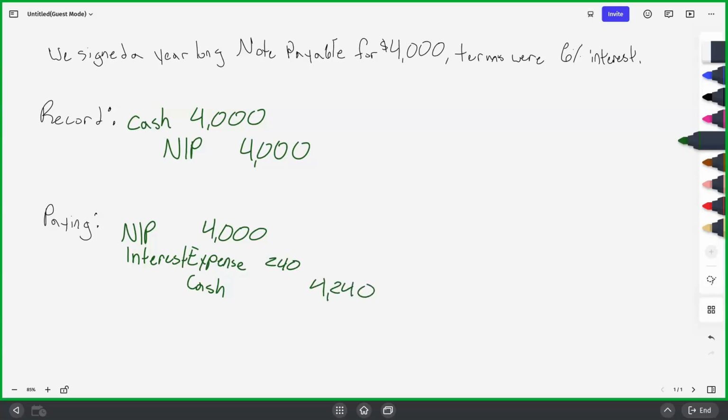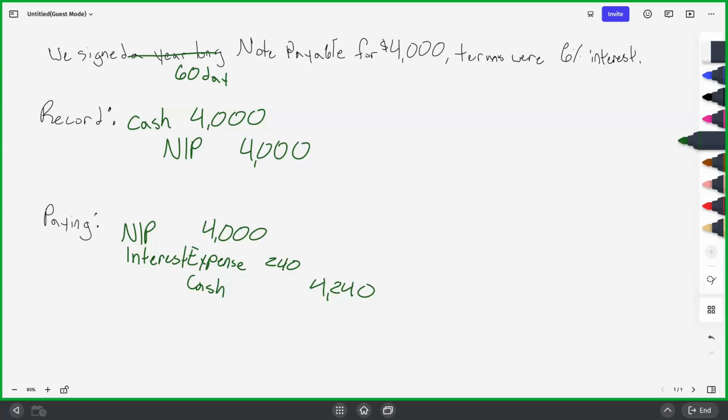Real quick, just checking the math. Yep. Any questions on this? Instead of a year-long note, this was a 60-day note. Does anybody remember how to figure out the interest for a 60-day note? Not split it in half. You're thinking of semi-annual, which I like where your head's going. That's perfect for chapter 10.